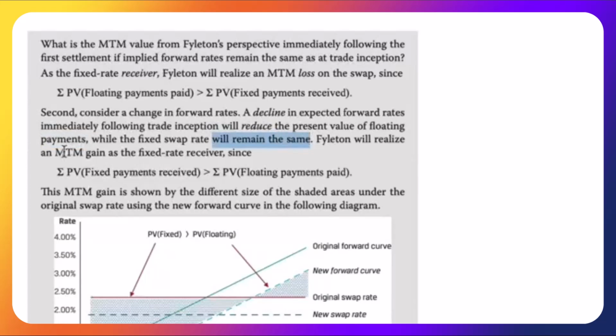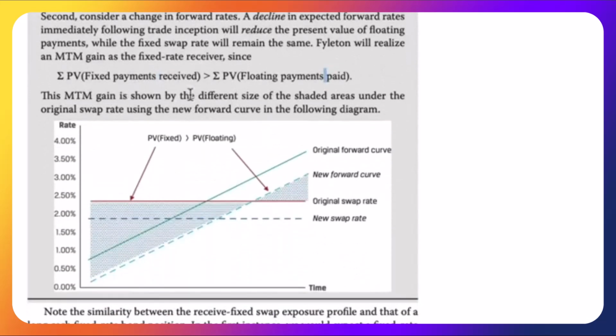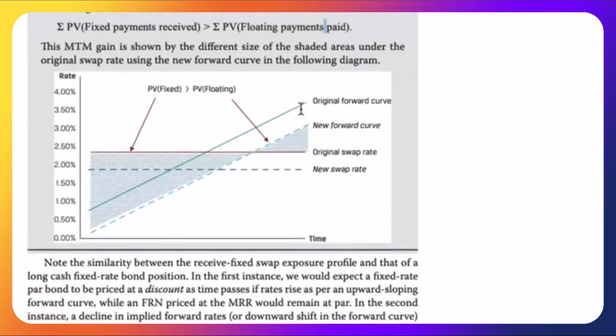Peloton will realize a mark-to-market gain as the fixed rate receiver, since the sum of the present value of the fixed rate payments to be received will now be greater than the sum of the present value of the floating rate payments to be paid. This mark-to-market gain is shown by the different size of the shaded areas under the original swap rate using the new forward curve in the following diagram.